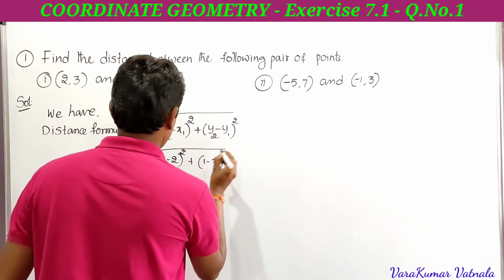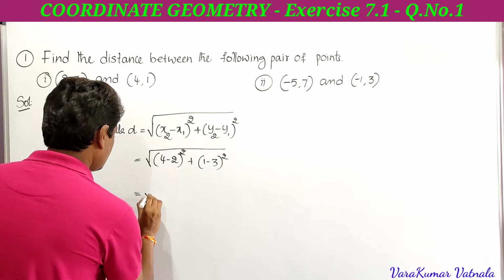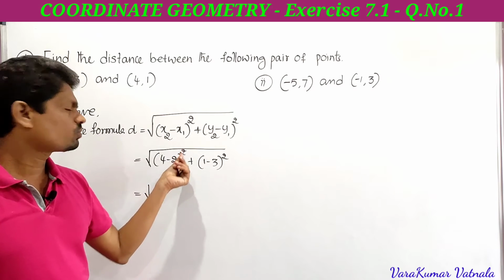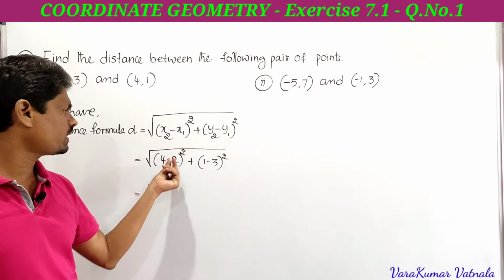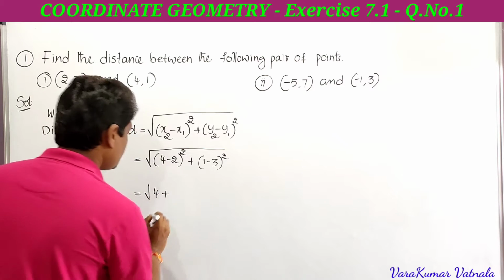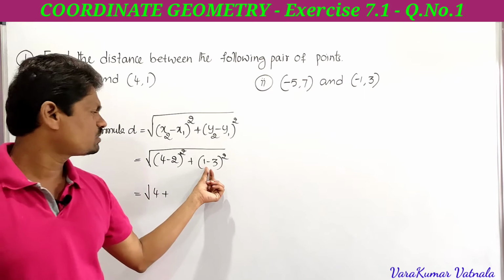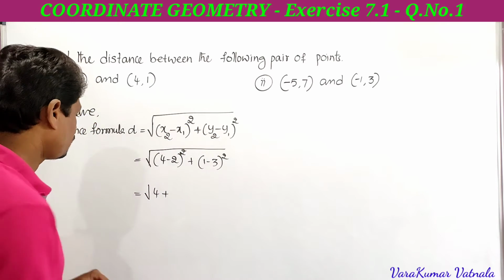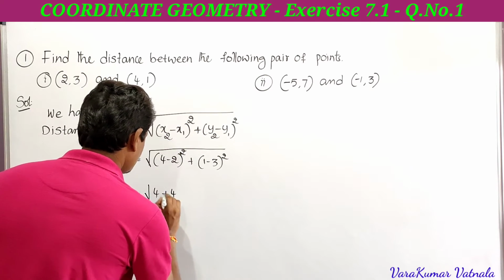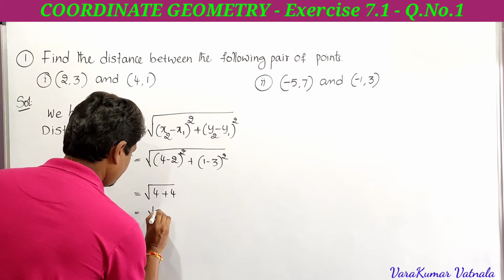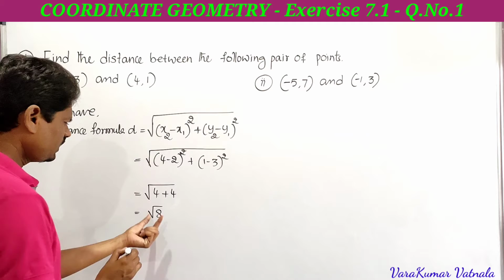So write a square root. Here 4 minus 2 is 2, 2 square is 4, plus 1 minus 3 is minus 2, minus 2 whole square is also plus 4. So 4 plus 4 is root 8.